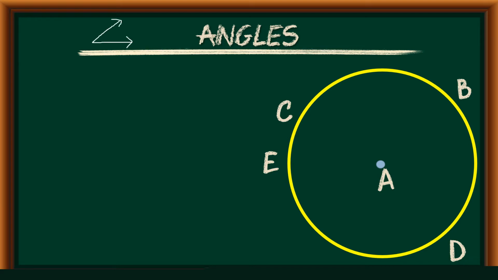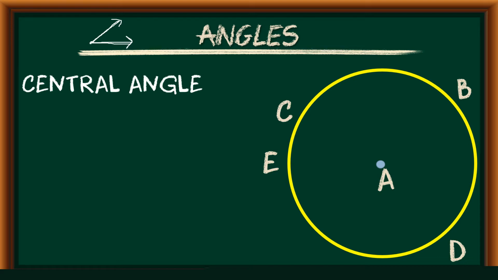So we have two rays. Ayan, ito yung leg. And they meet at a common endpoint. So ito yung endpoint, and we call that endpoint as the vertex. Okay, let us have the first angle.